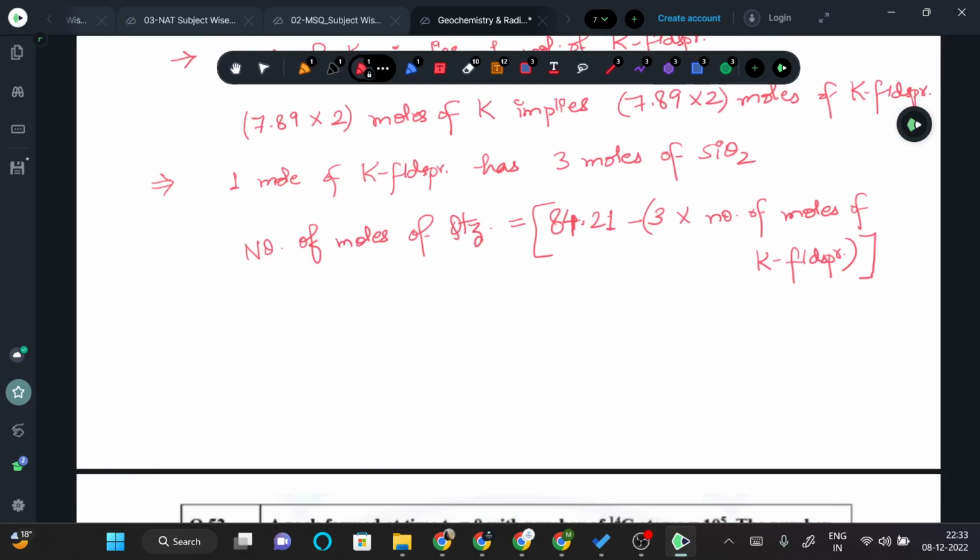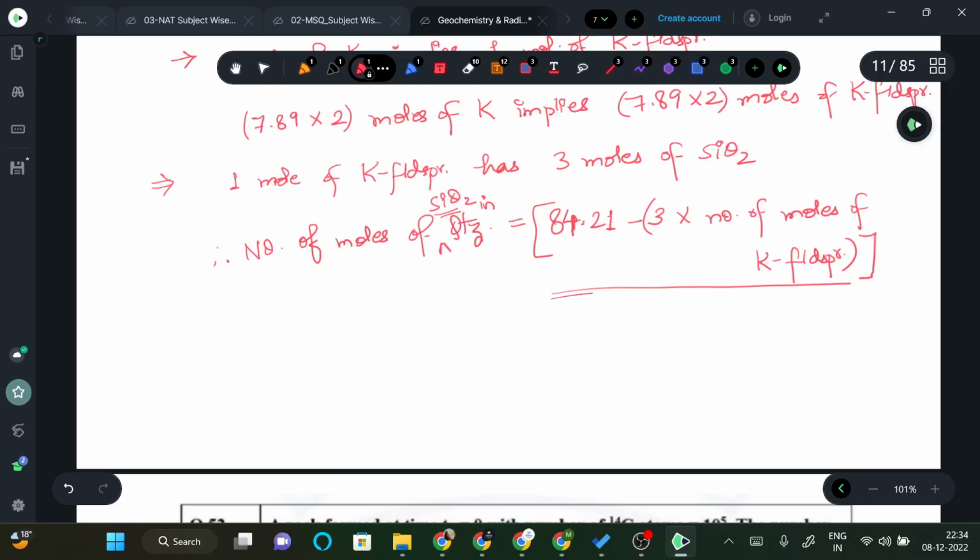Here it is actually the number of moles of SiO2 in quartz. Because SiO2 is there even in K feldspar and it is there even in quartz. So we are calculating the number of moles of SiO2 in quartz, which will imply directly the number of moles of quartz. Still, to make it clear, I have written it in this way. Because quartz is nothing but SiO2, and SiO2 is there in K feldspar as well. So the left out SiO2 that is there in quartz, we will calculate like this. Do you agree with this?